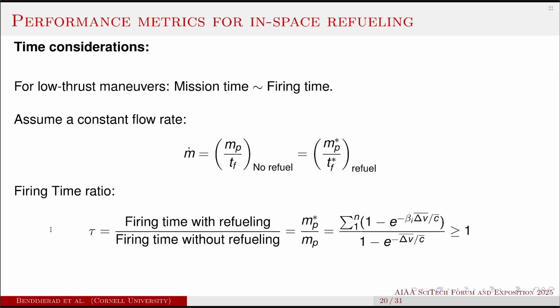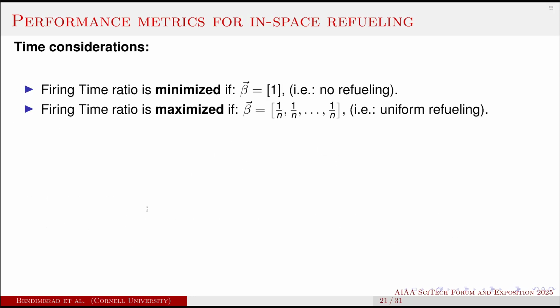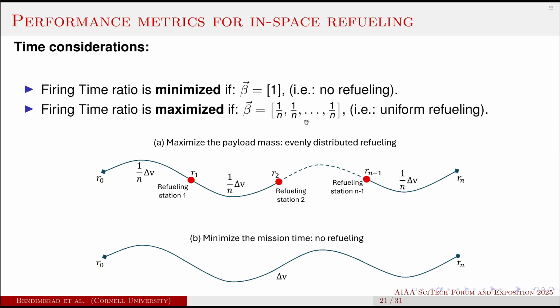And we can show that this quantity, tau, is minimized if we don't have any refueling, so we only have one value of beta, and it is maximized if refueling is uniform. However, in this case, the goal is to minimize the time. So we get to two extreme cases.